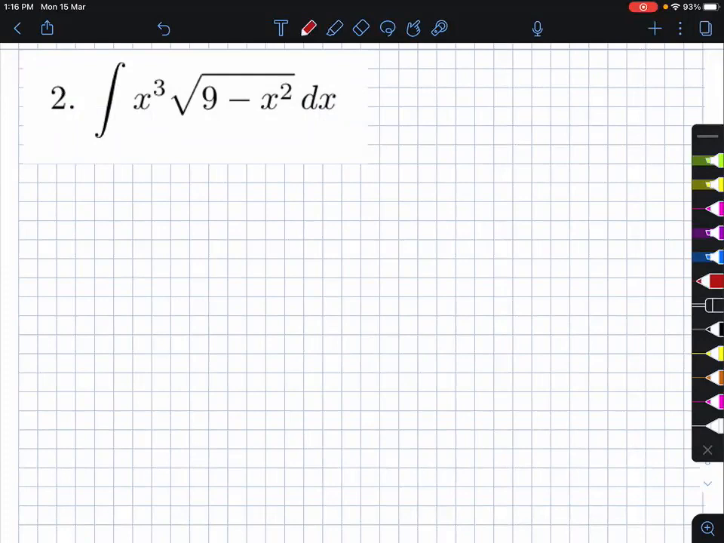First, let's look at what is inside the square root. It's 9 minus x squared, and there is a root. Both of them are perfect squares. So this is a trick substitution.